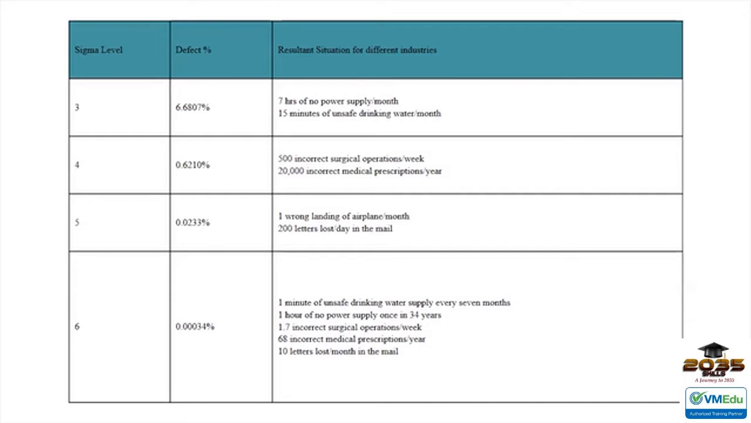Sigma level 6, 0.00034%, 1 minute of unsafe drinking water supply every 7 months, 1 hour of no supply once in 34 years, 1.7 incorrect surgical operations per week, 68 incorrect medical prescriptions per year, 10 letters lost by month in the mail.